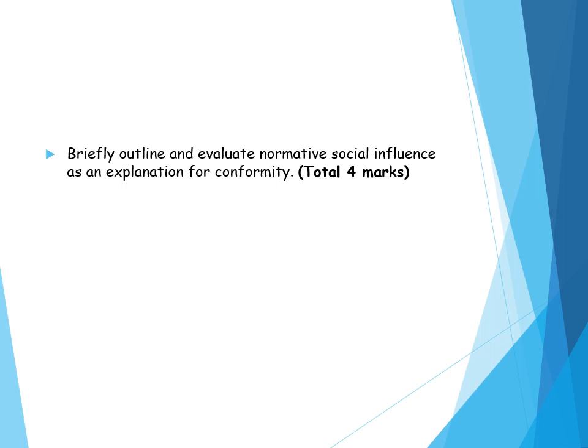Equally, you could be asked a 16 marker on outline and evaluate explanations of conformity. Now it's really important that you read that question carefully, because students will often get types and explanations confused. The types are the 3 types: compliance, internalization and identification, whereas the explanations are your 2 explanations: normative social influence and informational social influence. So it's really important that you read the questions carefully in the exam.